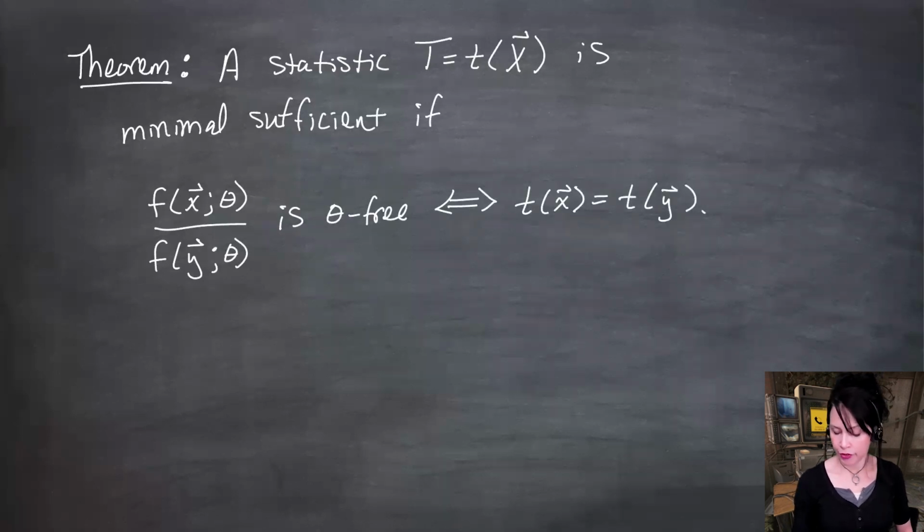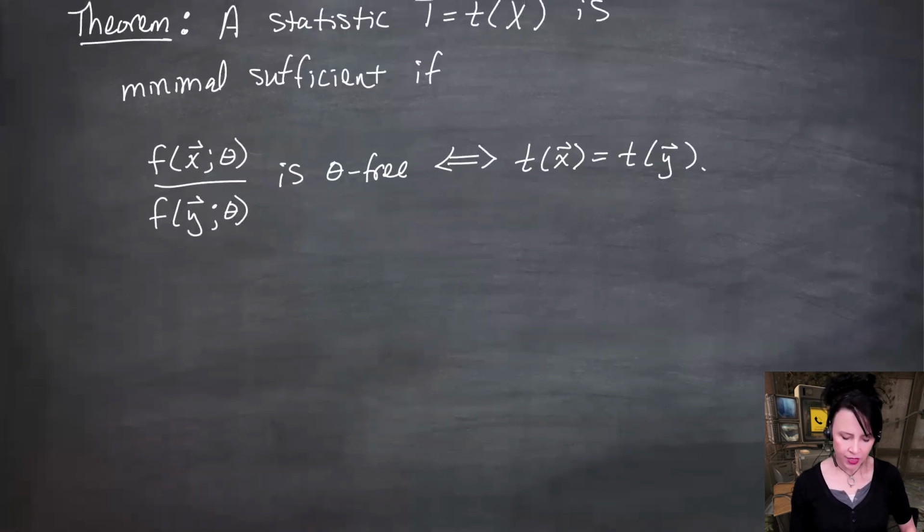This is not an if and only if. So this is a sufficient condition for minimal sufficiency. It's not necessary and sufficient. This, of course, is an if and only if. Let's just do an example, and rather than start the proof and finish it next time, we'll prove this next time.